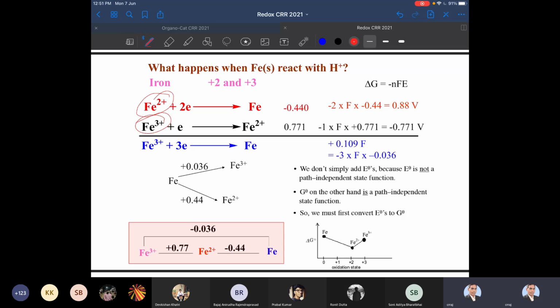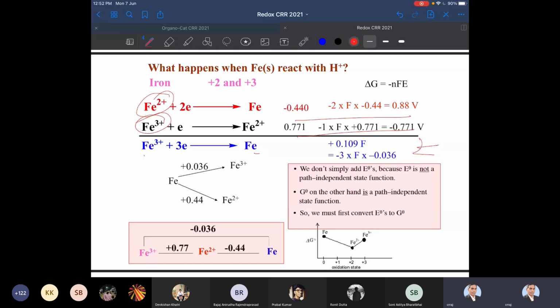We know that, right? Now you have your potential. How do you find your Fe3 plus to Fe0? Yeah, you can read that. This is for dummies, right? I don't need to explain. We don't simply add E0 because E0 is not a path independent state function. G0 is a path independent state function. So we must first convert E0 into G0 and then we'll do that. That's what I have shown here. My point is not that one.